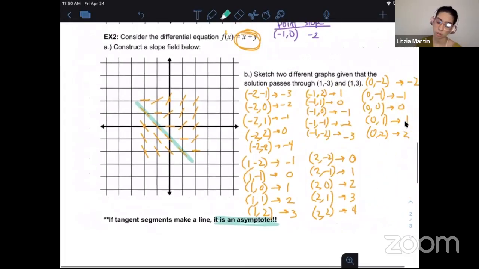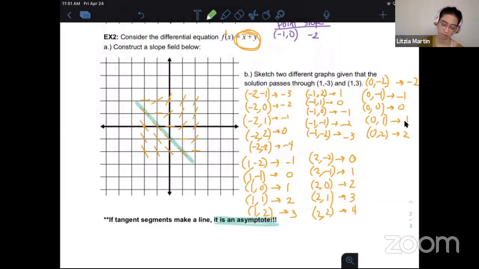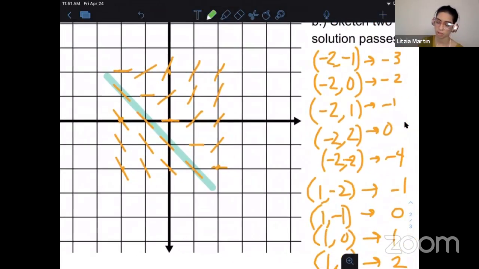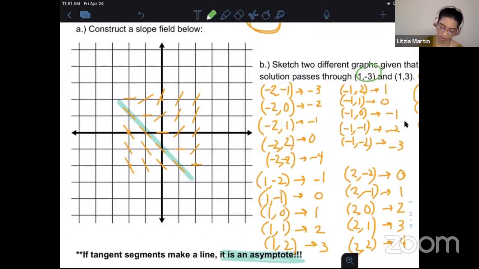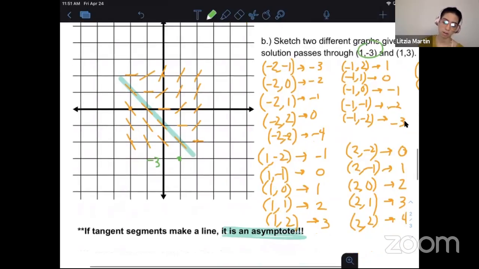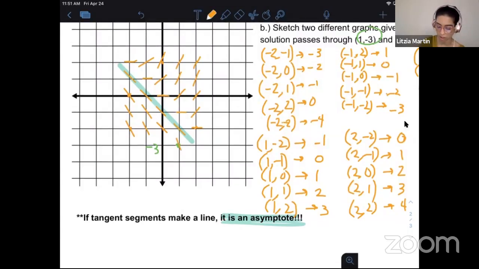Part B says, sketch two different graphs given that the solution passes through (1, -3) and (1, 3). So let's start with (1, -3). Oh, of course I didn't read this. We should have gone down. That's okay. (1, -3) will be right here, and our tangent line at that point is going to be -2. So it's going to look kind of like that.